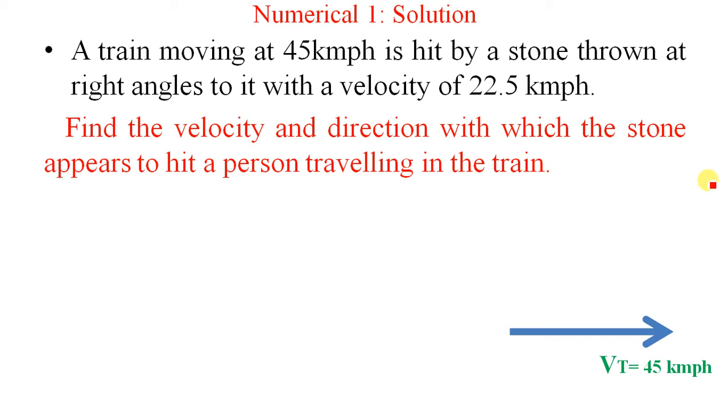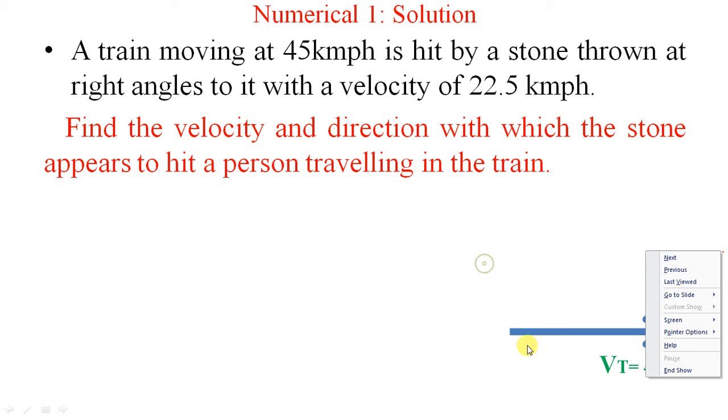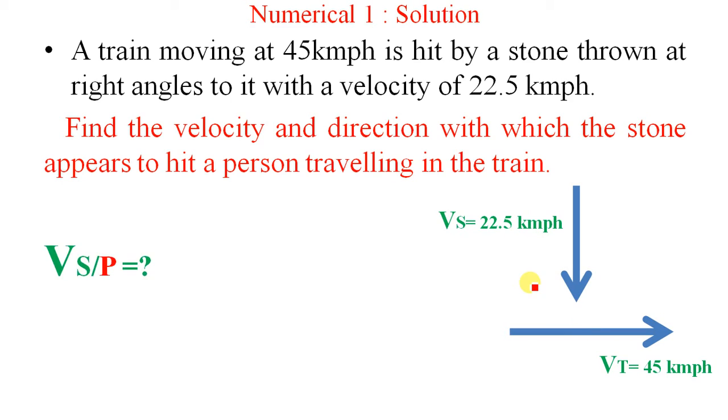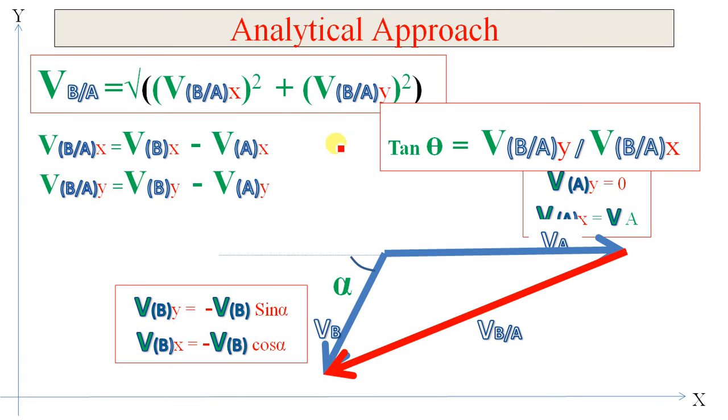Okay, so the velocity of the train is given as 45 kmph towards east. The velocity of the stone is 22.5 kmph. It hits the train at a right angle, so this is the direction of the stone. Now the velocity of the stone with respect to the train or the person, both are one and the same. So this is the analytical approach we have already discussed.